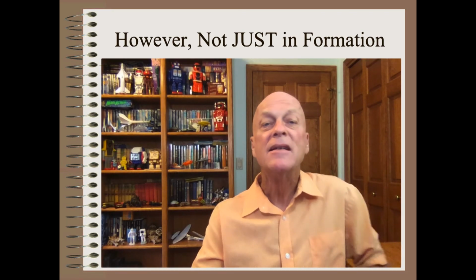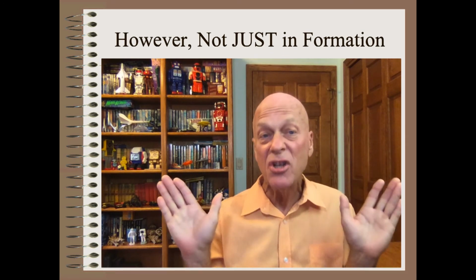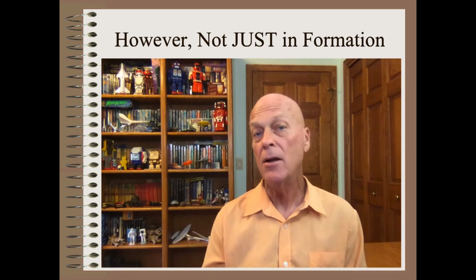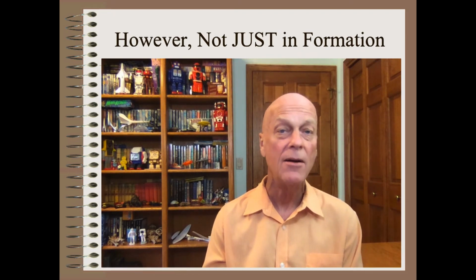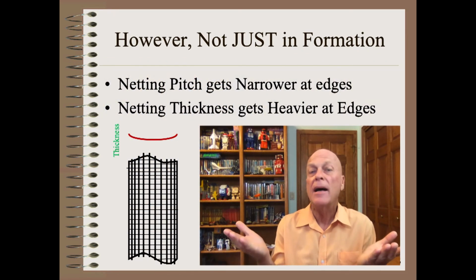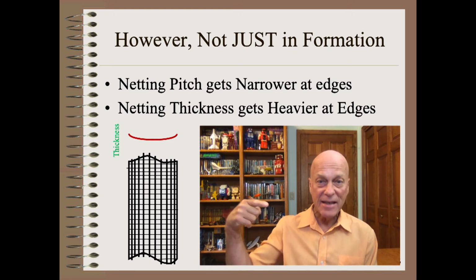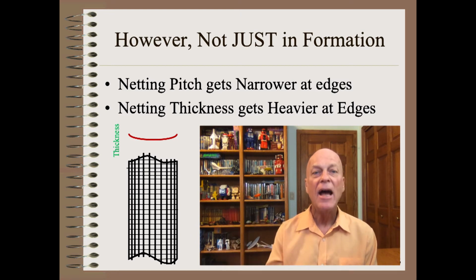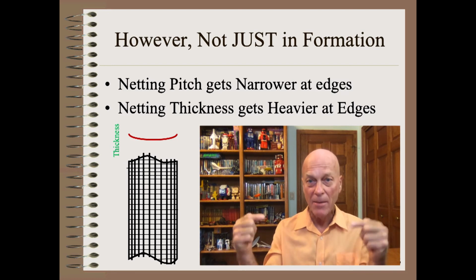However, this edges versus center difference is not just during formation. It can also happen in mere web handling transport as well. The easiest product to see this on is netting or mesh. The reason is that the CD strands or woof have very little resistance to compression before they buckle.